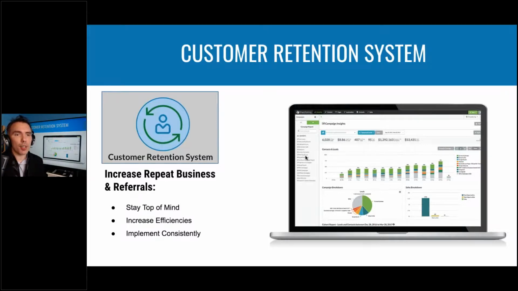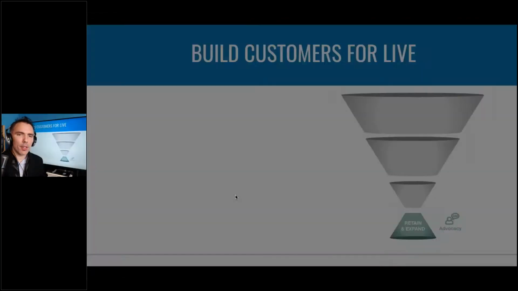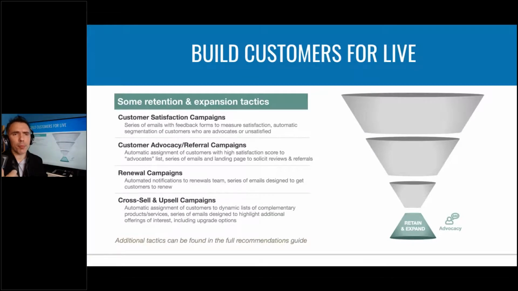So this is the customer retention system. Again, if you have customers already, you want to stay top of mind and increase their consistency. We're looking at customer satisfaction campaigns to make sure that you're delivering on what you say you're going to deliver. You want to make sure that you're getting that good feedback. You can have customer advocacy and referral campaigns to get people to say, hey, we appreciate your business. We're looking for other people like this. Who could you introduce us to? Renewal campaigns, cross-sell. Would you like fries with that? The fries complement the hamburger, which is the main offer. They go together. Would you like a milkshake with that? Would you like an apple pie with that? Or upsell, would you like to supersize it?